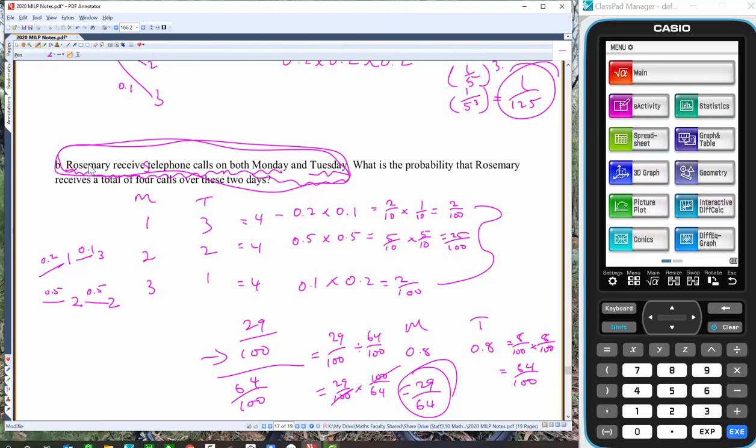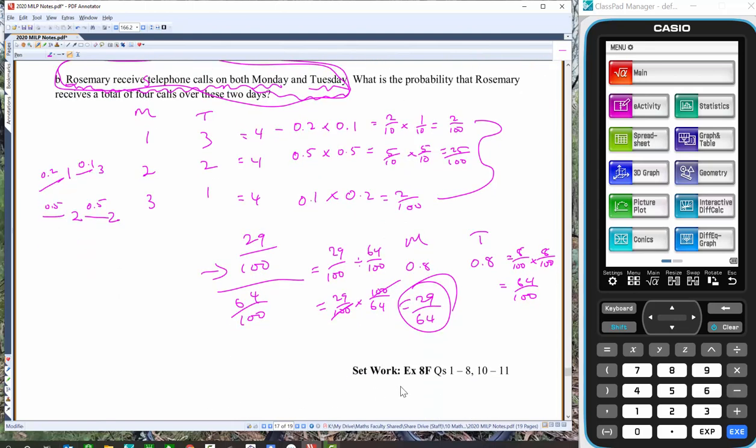So watch out for this particular situation. This is what I call subtle conditional probability. They haven't said what is the chance of her getting 4 phone calls over these 2 days, given that she did receive phone calls on Monday and Tuesday. Notice that they haven't used the words given that, but that is certainly conditional probability, because they've told you that this thing actually happened. All right, so get stuck into 8F, those particular questions.